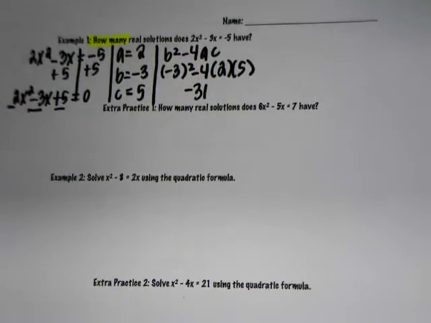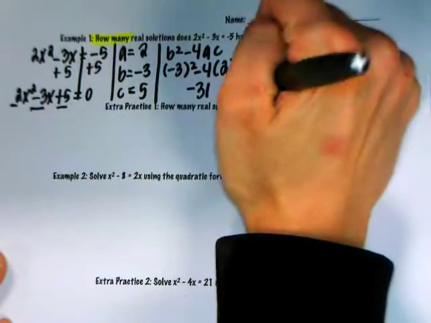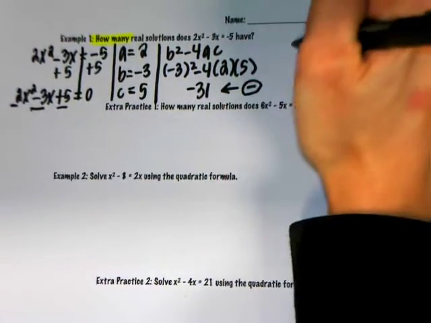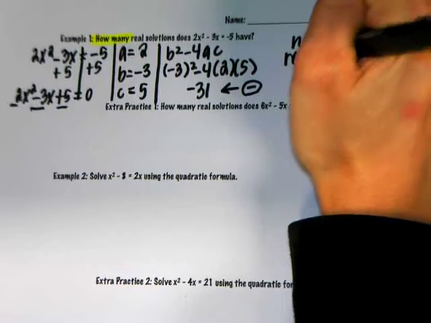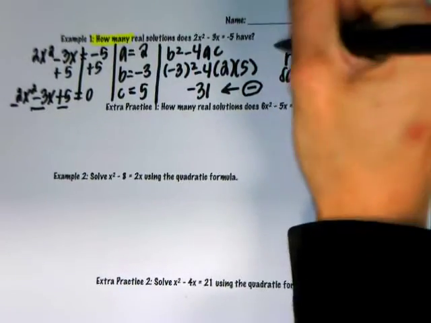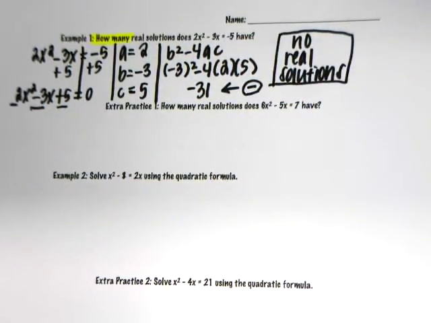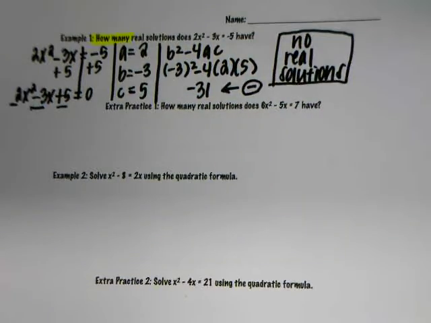Good? Okay, so that does not mean that you're going to have negative 31 solutions. You just are going to look at the sign. So since this is a negative, what does that mean? How many solutions? Yep, no real solutions. Make sense? Okay, go ahead and try the next one.